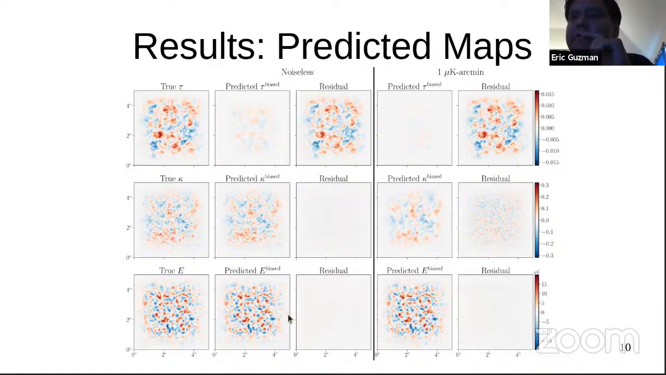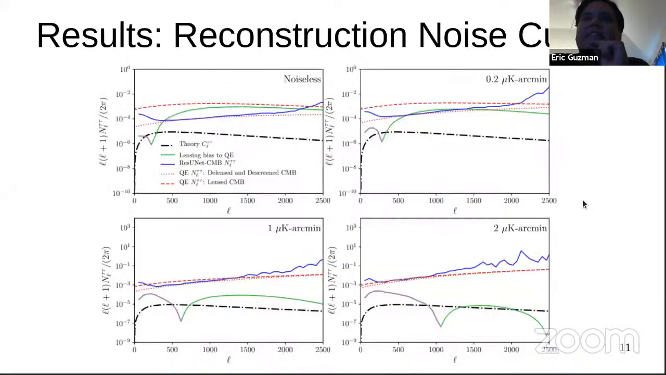For the other two, the residuals are quite good, the reconstructions are quite good, which is to be expected since especially kappa is magnitudes greater than the signal from tau. But while this shows promise, the real eye opener is looking at the reconstruction noise curves.